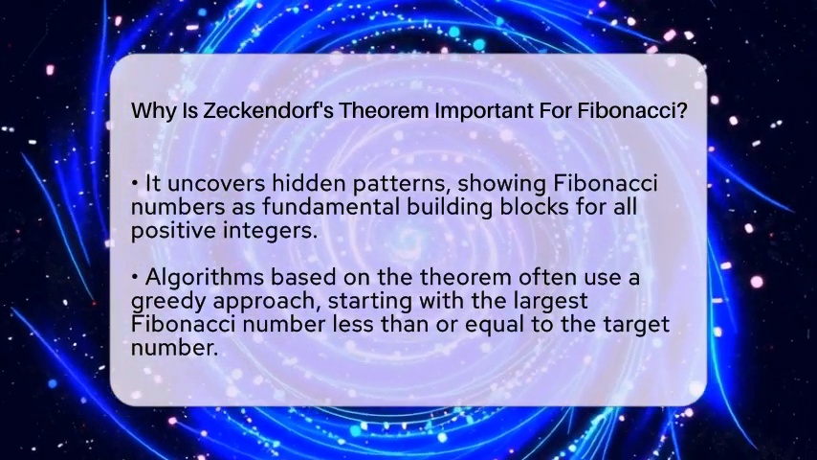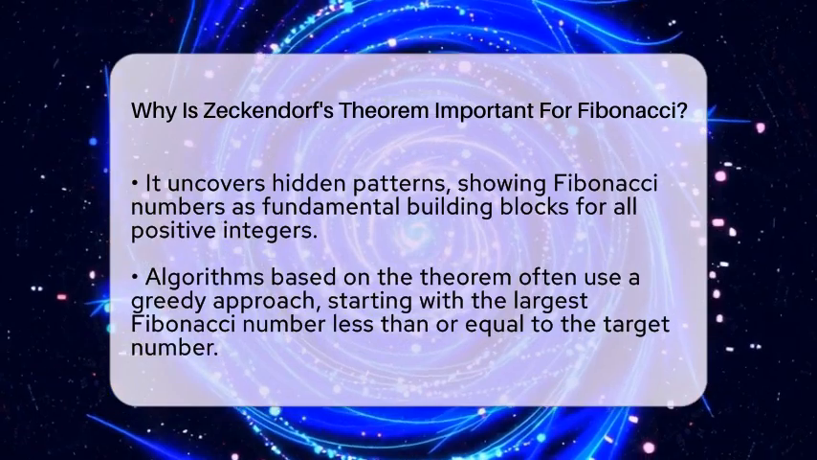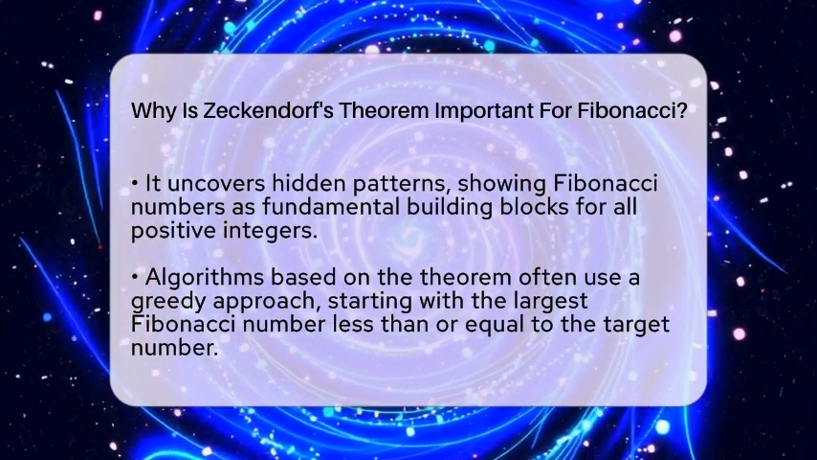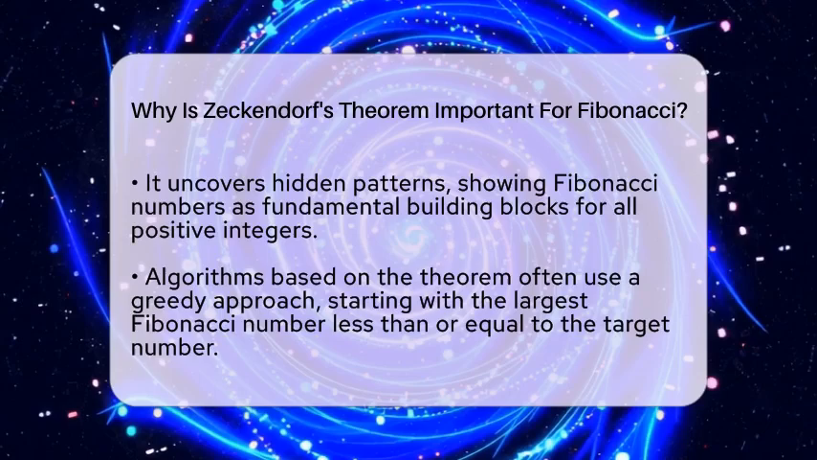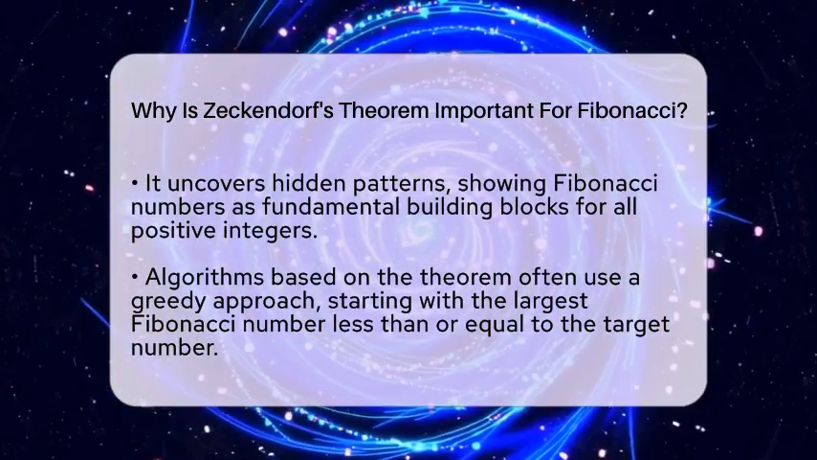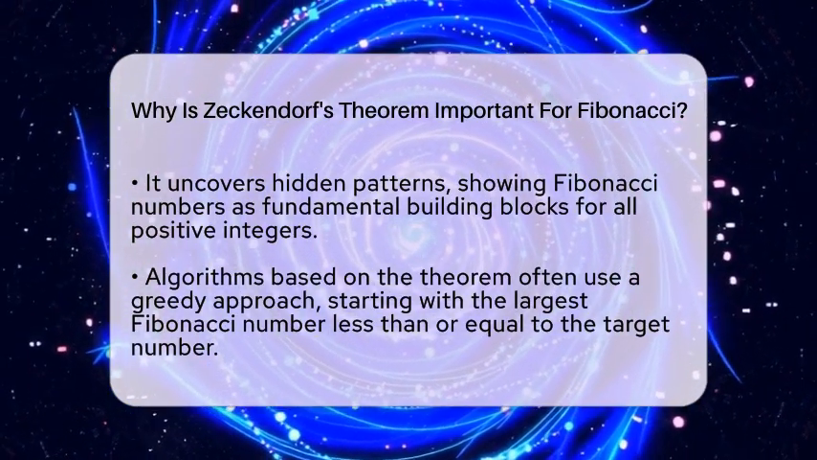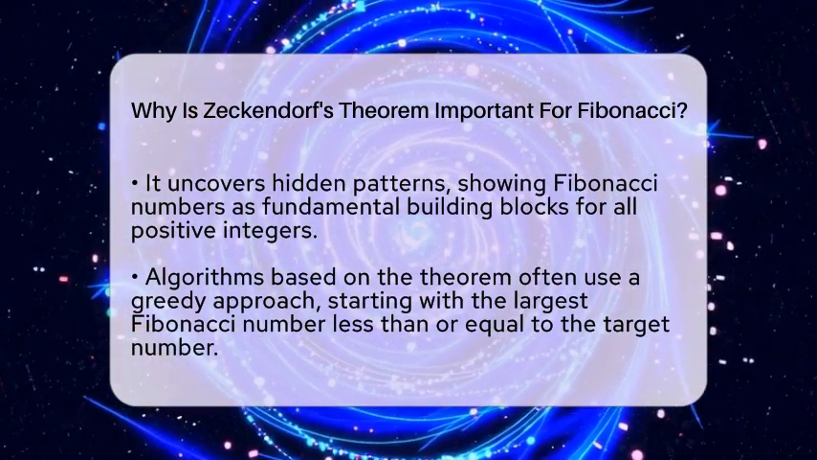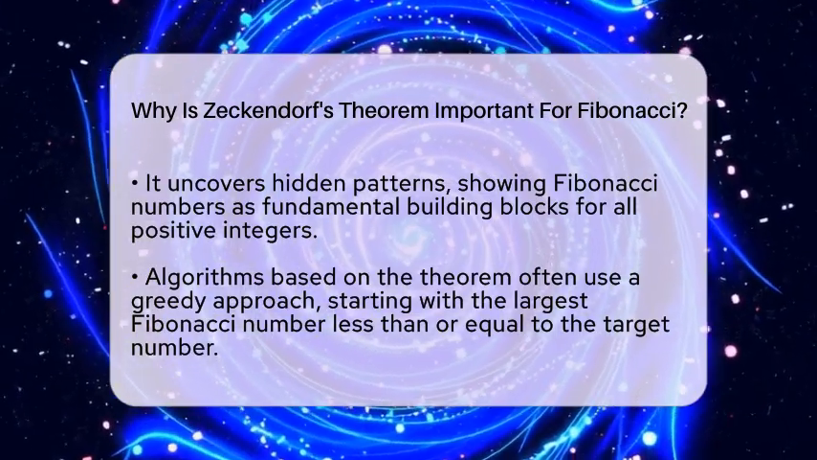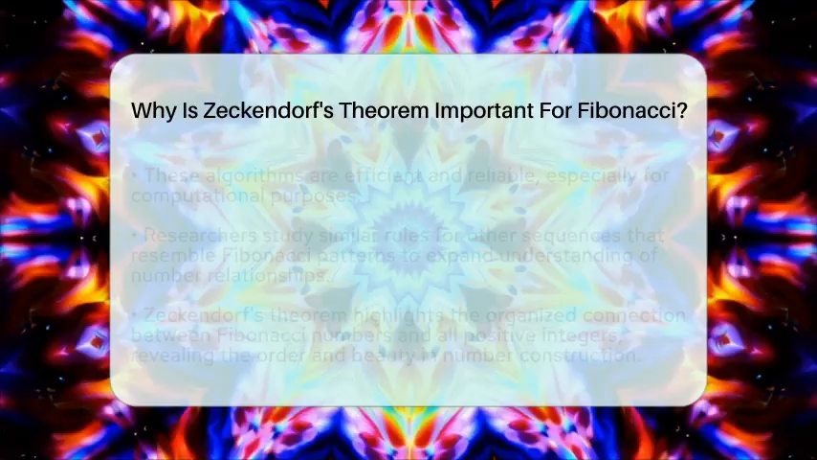The theorem also supports algorithms that find the Fibonacci sum for any number. These algorithms often use a simple method called a greedy approach. They start with the largest Fibonacci number less than or equal to the number and keep subtracting until nothing is left. This process is quick and reliable, making it practical for computers.